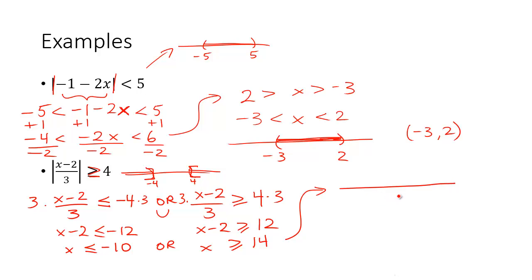X can be less than or equal to negative 10, or x could be greater than or equal to 14. In interval notation, you'd have negative infinity all the way up to negative 10, including, or 14, including, up to infinity.